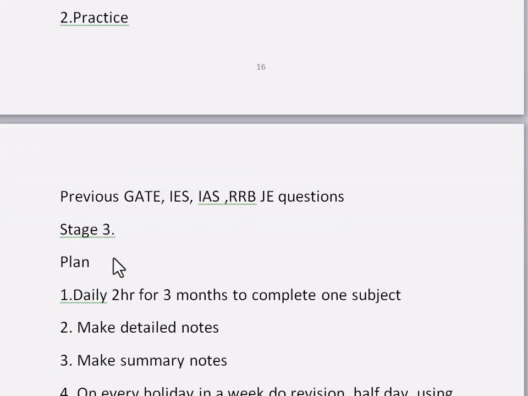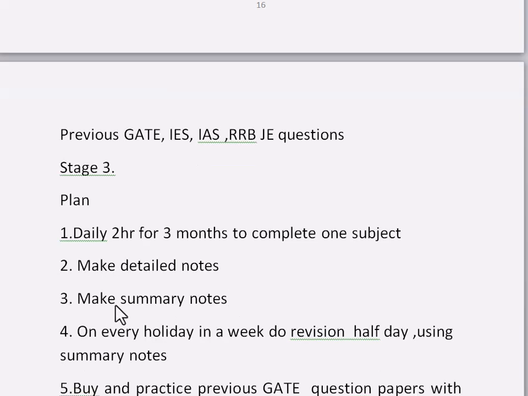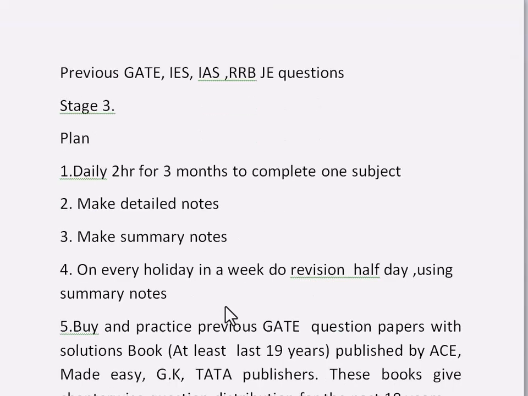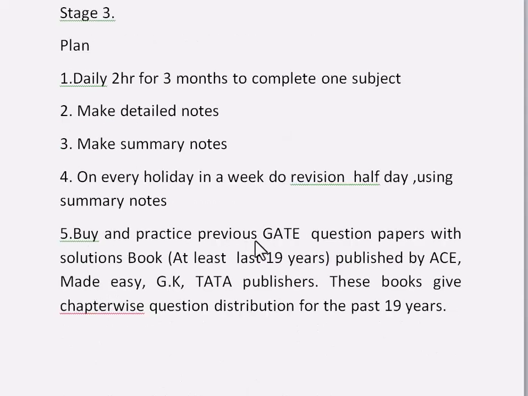In stage 3, plan daily 2 hours for 3 months to complete one subject. Second step is make detailed notes. Next, make summary notes. On every holiday in a week, do revision for half a day using summary notes. Next, buy and practice previous GATE question papers with solutions books, at least for the last 19 years. And books were published by Ace Academy, Made Easy, GK, Tata Publishers. These books give chapter-wise question distribution for the past 19 years.